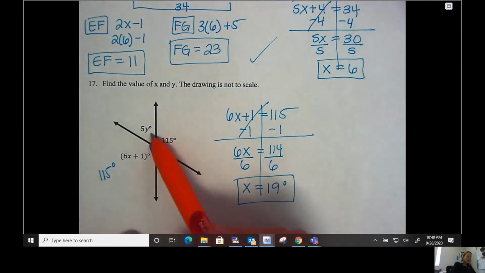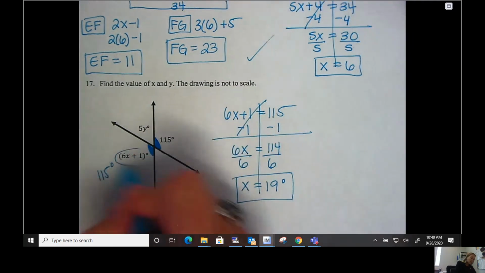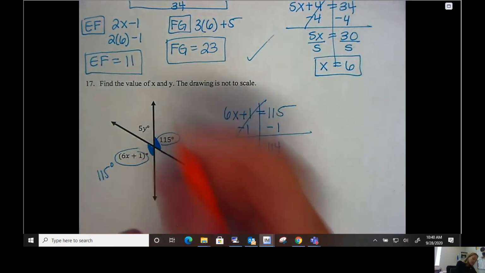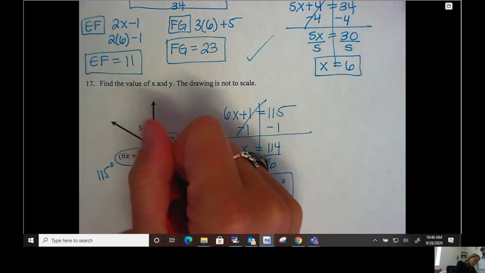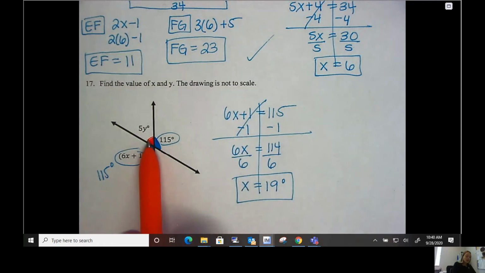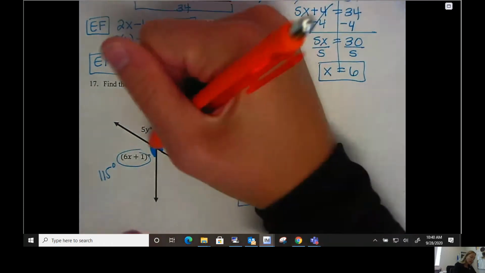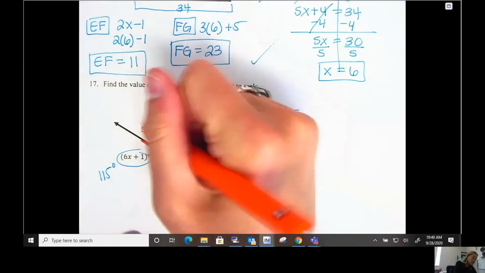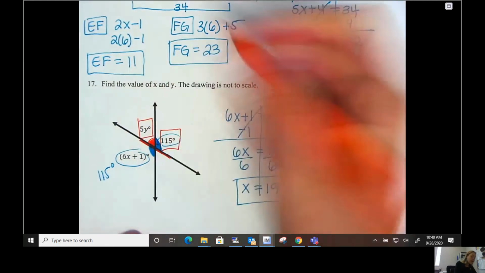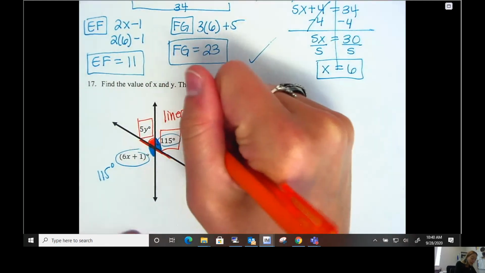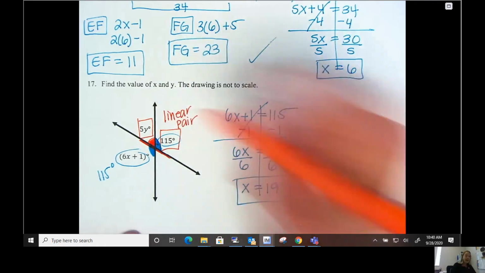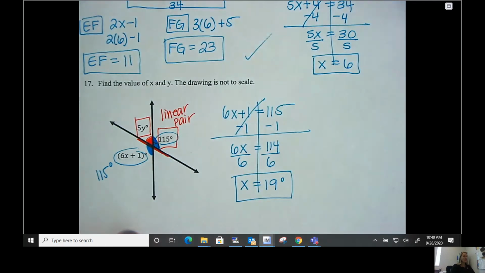Now, y does not have a vertical angle. What I do notice is that this orange angle and this blue angle, when I put them together, I get a straight line. These two, 5y and 115, they are a linear pair. That means they should add up to be 180 degrees.